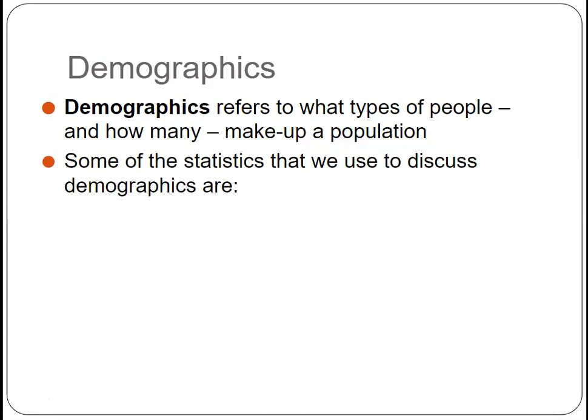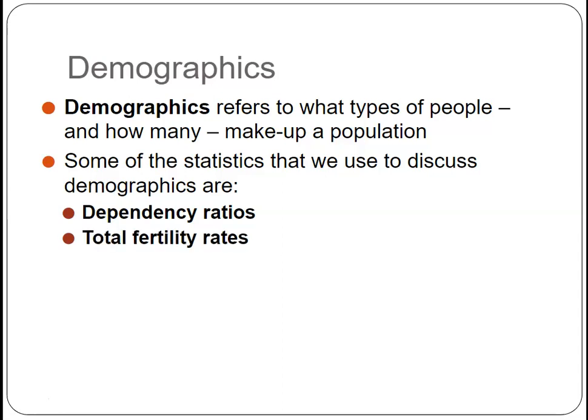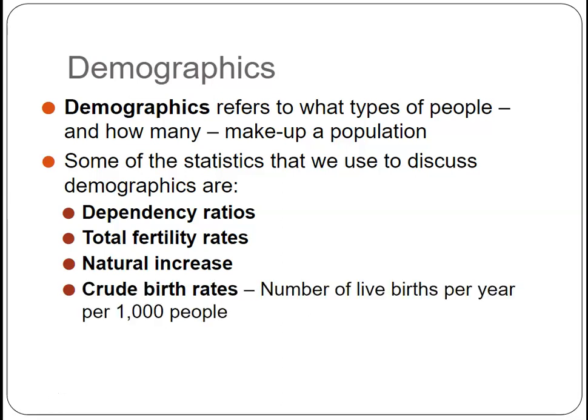Some of the statistics that we use to discuss demographics are going to be something called dependency ratios. This is looking at the number of people who are dependent on someone else to provide a source of income, so people who are not working. Total fertility rate, so how many babies are being born per woman. Something called natural increase, which is going to be removing immigration from a country's population. And as we see in different parts of the world, immigration can have a major addition into different populations. So removing that number is going to have consequences for your population.